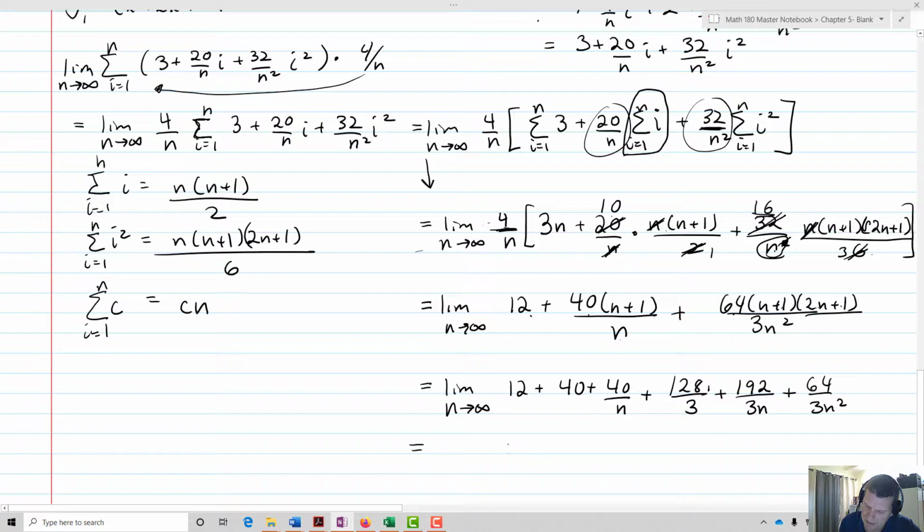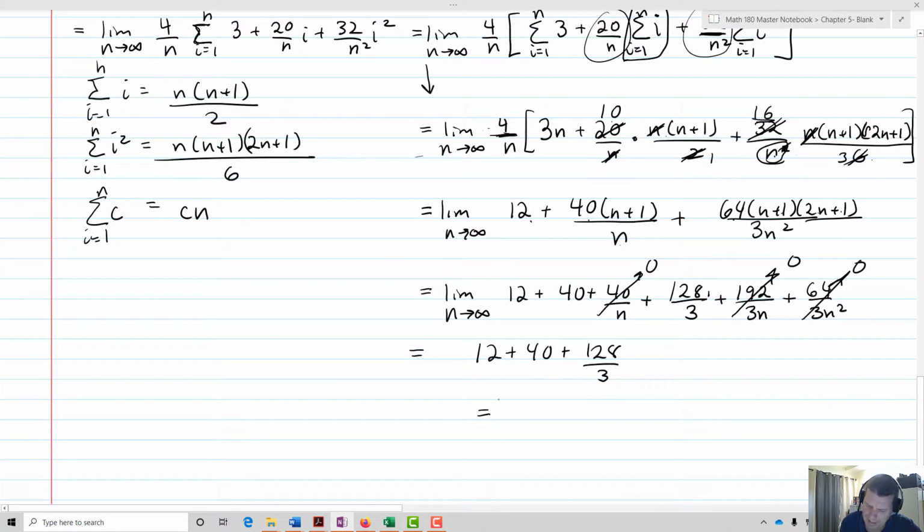Now, when we take the limit as n approaches infinity, this is going to go to 0, this is going to go to 0, this is going to go to 0. So all three of those are going to 0, so this is going to end up being 12 plus 40 plus 128 over 3. And that then gives me in total 94 2/3. And that's the value of my definite integral.